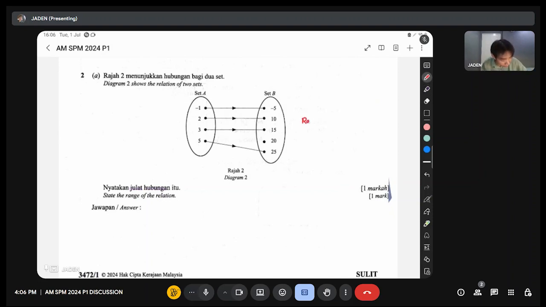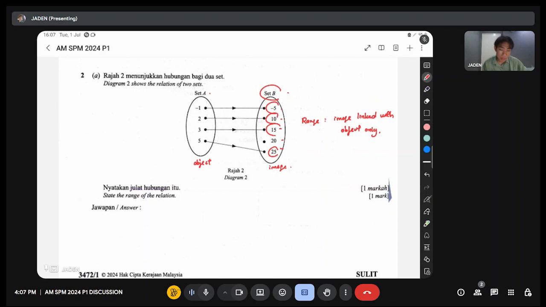Range, all right. I want you to write a small note here. Range is image link with object only. So you ask yourself, among the set B, what are the images that are linked with the object? So we have set A and set B, right? This is set A. Set A always will be your object. The one that has been linked is your image. So among 5 of the numbers here, 1, 2, 3, 4, 5, there are only 4 numbers being linked. And this 4 will be part of your answer.